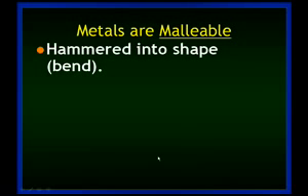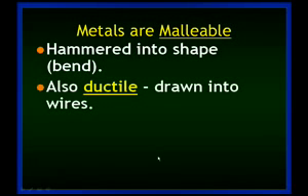This also allows metals to be malleable. Malleable means it can be hammered or bent into shapes, because you're stretching it at that point. Metals are also ductile, and what ductile means is it can be drawn into long, thin wires, like copper. Copper is what we use to make wires that carry our electricity. So if you open up an extension cord, or if you've seen the wiring inside your house, it's all copper wiring.